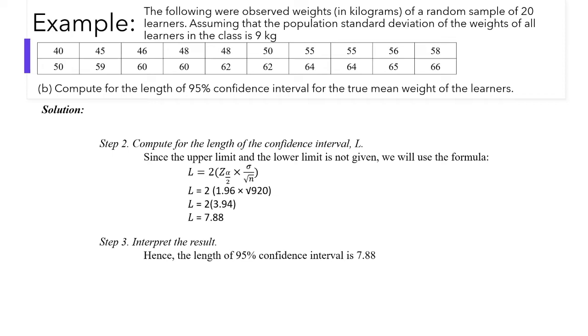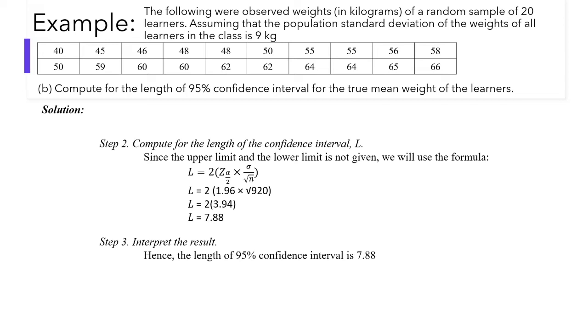Step 2. Compute for the length of the confidence interval L. Since the upper limit and the lower limit are not given, we will use the formula L is equal to 2 multiplied by the quantity of Z alpha half multiplied by sigma divided by the square root of n. Let's substitute the given in the formula. We will now have 2 multiplied by 1.96 times 9 all over the square root of 20.